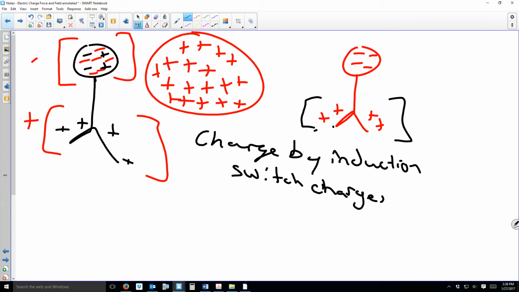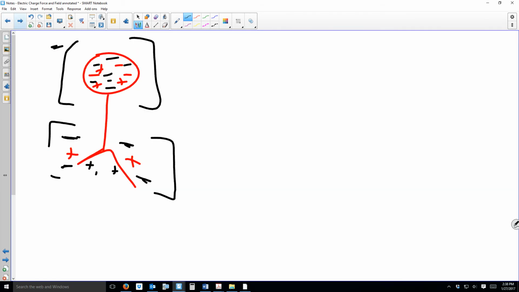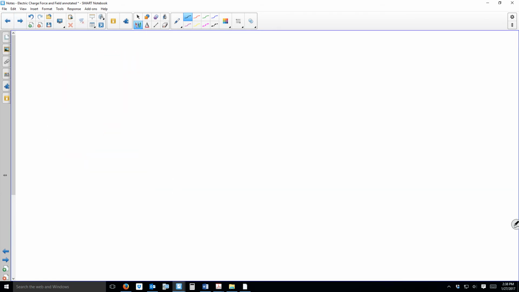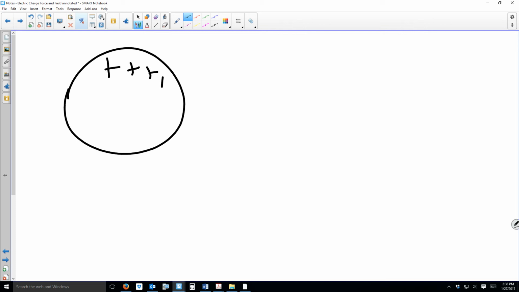So, if instead I charge by conduction, it's slightly different. So let's say I had a very positive object. Actually, I'll make it negative so my analogy works a little bit better. It's very negative. So I got a very negative object, and I bring it next to an electroscope that is neutral.